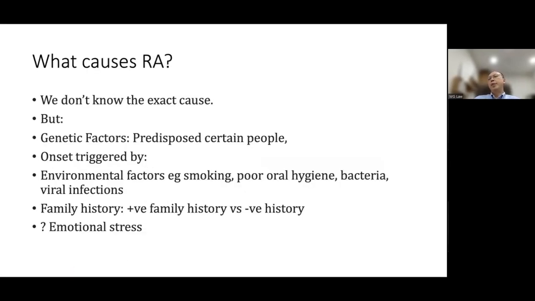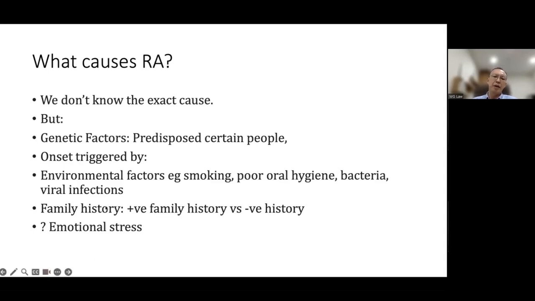We know that the body's immune system is dysfunctional, but what actually causes it? We don't really know. A lot of research has been done to find the exact cause, but there is no conclusive cause. But we know that some patients may have certain genes that predispose them to develop rheumatoid arthritis. But having the gene alone doesn't mean that person is going to develop rheumatoid arthritis. The onset of the disease needs to be triggered by something else.